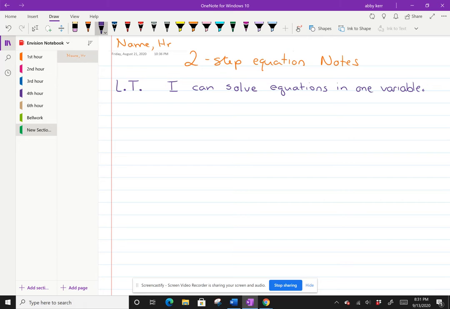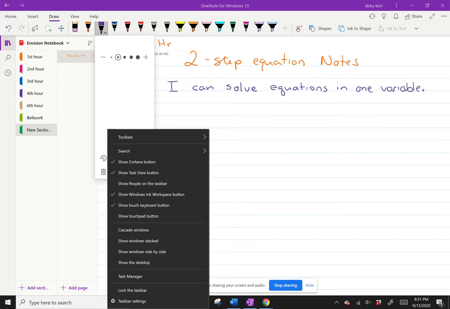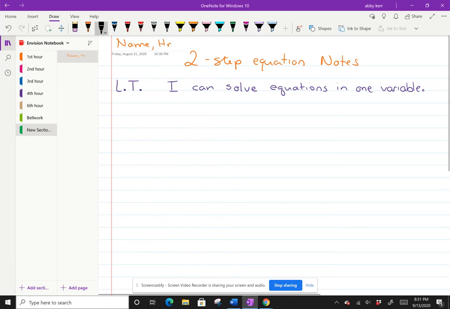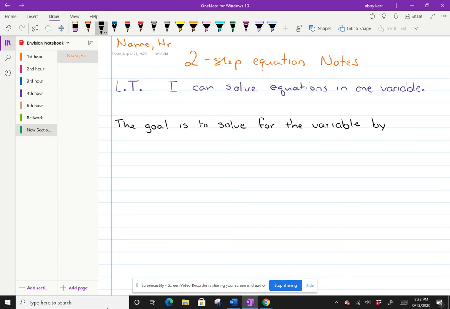So the goal of this solving is to get the variable by itself, to isolate. So the goal is to solve for the variable by completing the inverse operations of what's given.